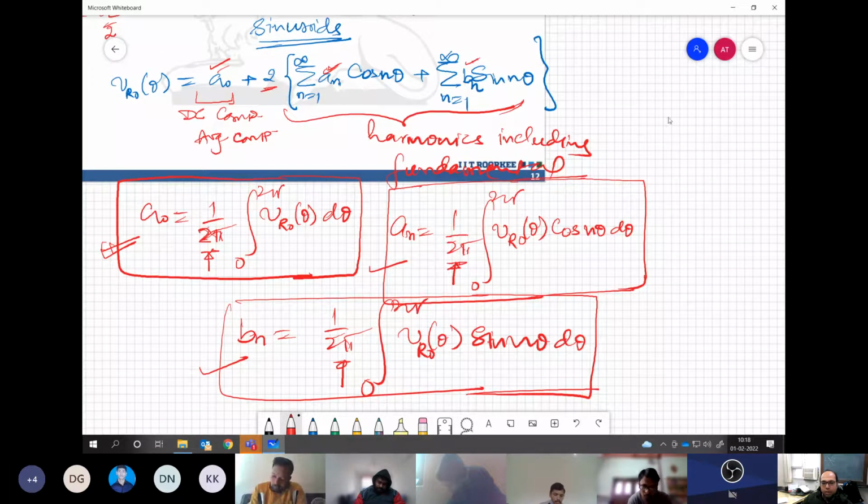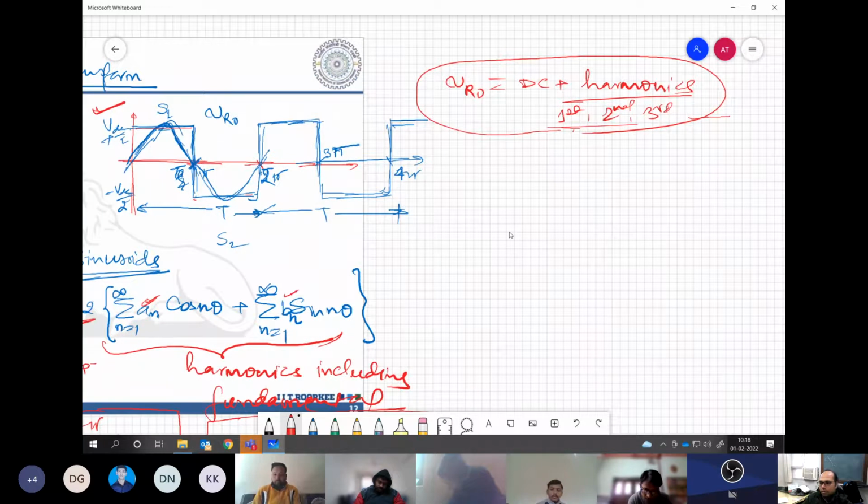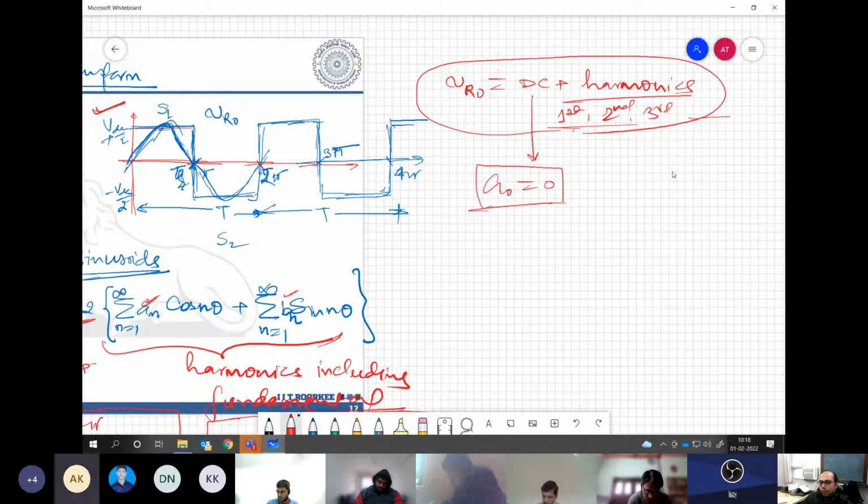Okay, do we have some answers? A0 is coming 0. AN also 0. A naught, the DC component you are saying? Yes, this is coming out to be 0. Then AN is also 0, sir. AN in general is 0. Okay. What else?